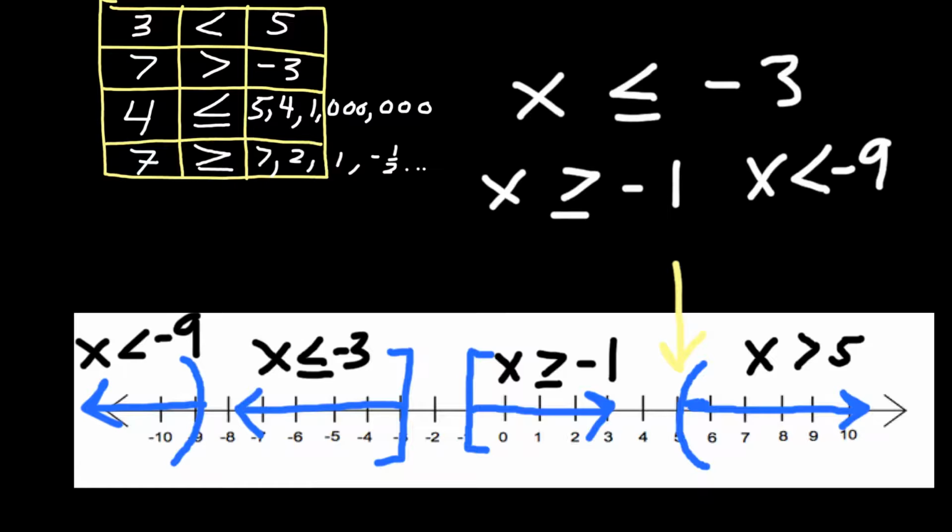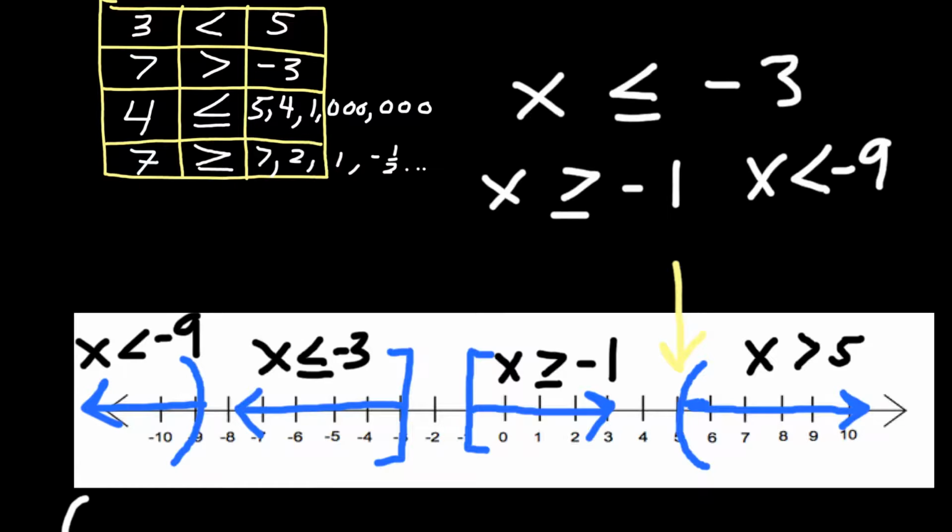Okay, so what if I want to indicate this in another way? They have something called interval notation that really matches this thing here that I've just drawn. Okay, so for instance, for x is less than negative 9, that means it goes all the way to negative infinity, whatever that is.